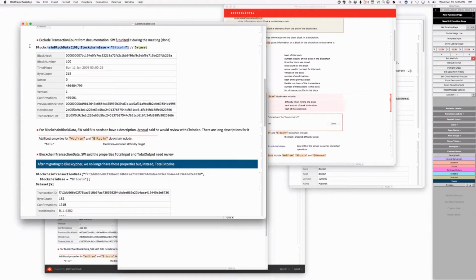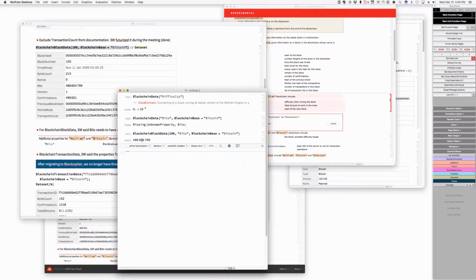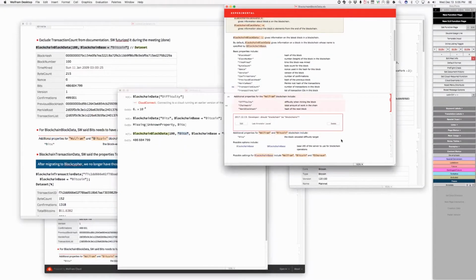No. Okay. I thought that the difficulty had to do with the number of zeros you were trying to have in the target hash. It's related to that, yes. Okay, so how does it manage to be 486 million? Oh, and also this is specifically bits. Yes. So that it should be something like 11, I think.